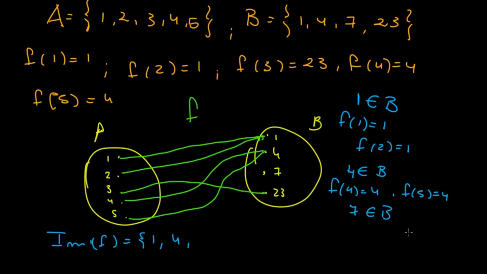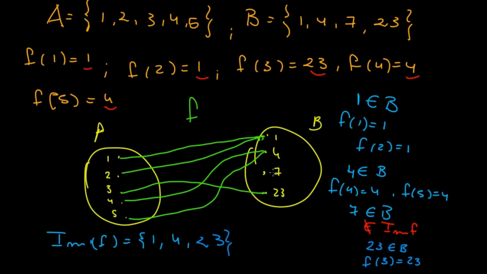I look at the number 7. 7 belongs to B. And when I come here and check my definition, f of 1 equals 1, f of 2 equals 1, f of 3 equals 23, f of 4 equals 4, and f of 5 equals 4. So none of these red elements are 7. So 7 does not belong to the image of f, because it's alone here, it doesn't have an arrow. And in the same way, when I look at the element 23, 23 belongs to B, and f of 3 equals 23. So 23 is an element of the image.